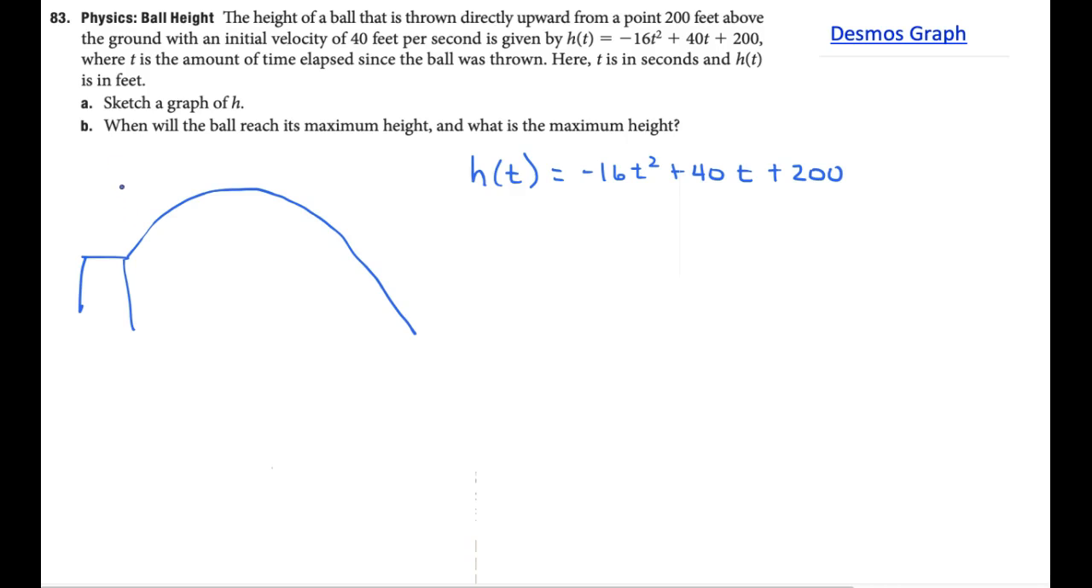So time 0 is right when it's thrown, but it's 200 feet above the ground. So if we do this, we end up with a graph that basically looks like that. So this is time 0. So here's 0. So now we've got t and h.